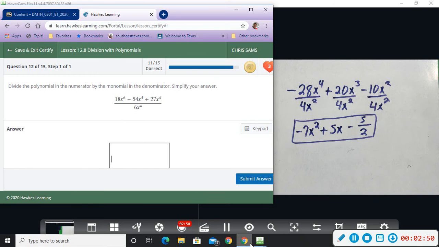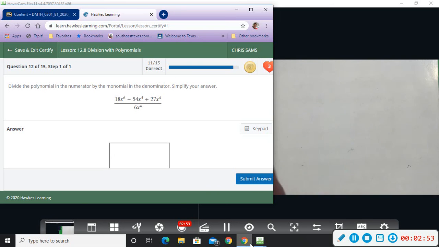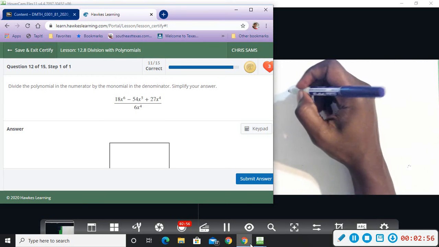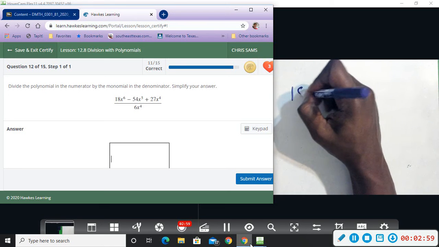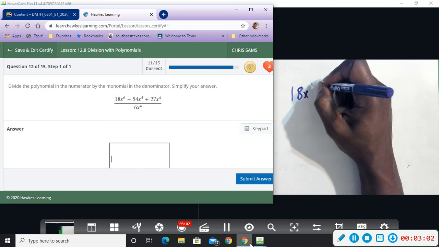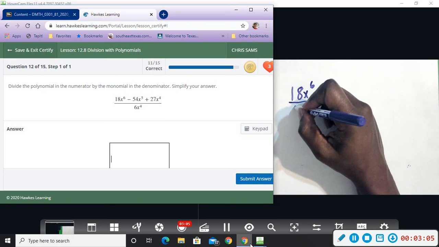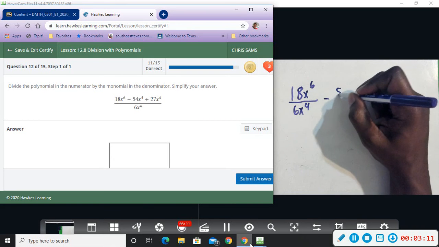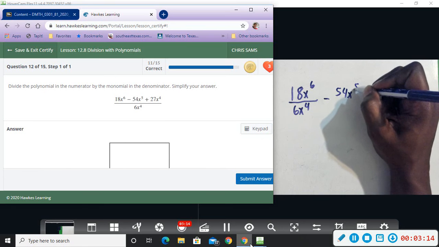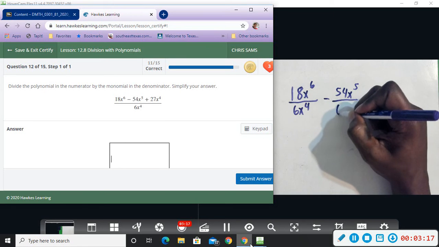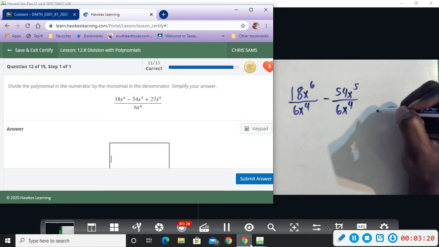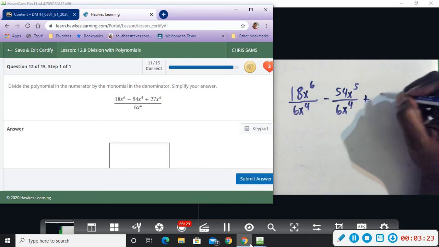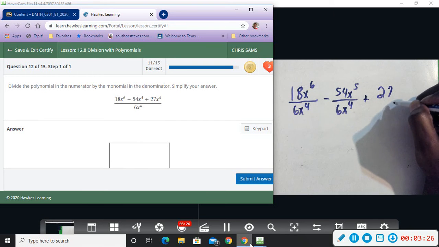Alright, so this one we're going to work the same way. Okay, just divide each term individually by 6x to the fourth. And so the 18x to the 6 will be divided by 6x to the fourth. And then the minus 54x to the fifth is going to get divided by 6x to the fourth. And then the positive 27x to the fourth will be divided by the 6x to the fourth.